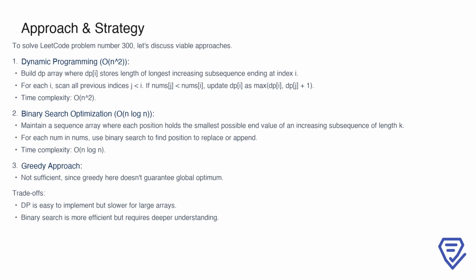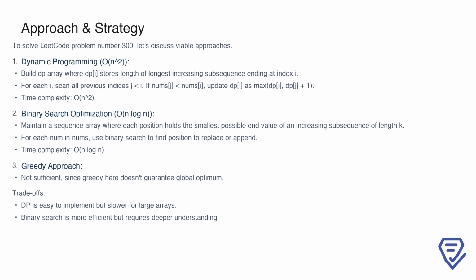When approaching LeetCode problem number 300, there are several strategies you might consider. The classic method uses dynamic programming, building an array where each position stores the length of the longest increasing subsequence ending at that position. For every index, you scan all prior elements to see if an increasing relation exists and update the length. This approach is easy to implement but runs in quadratic time.